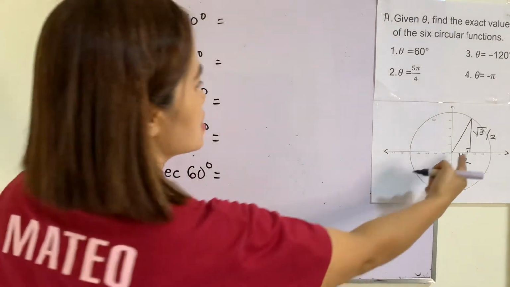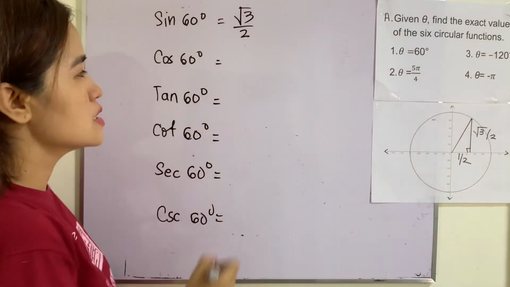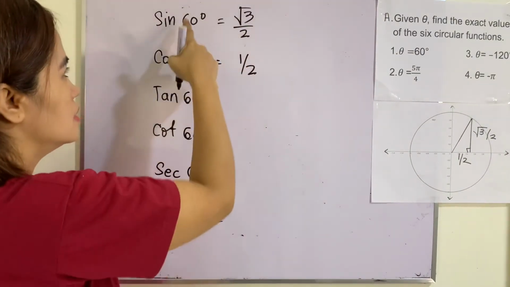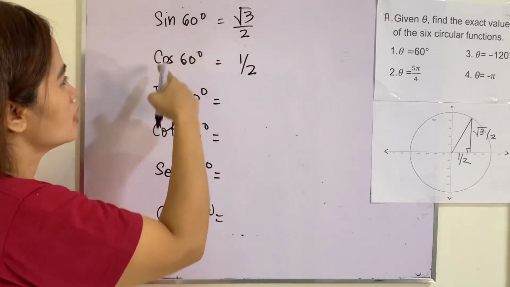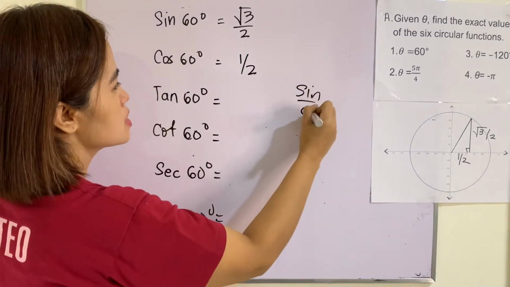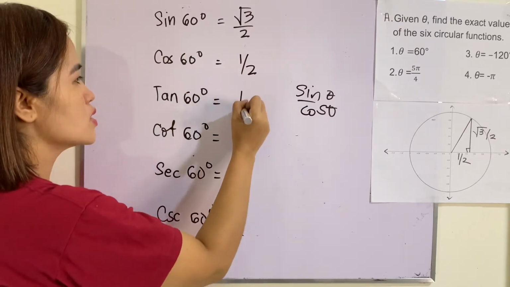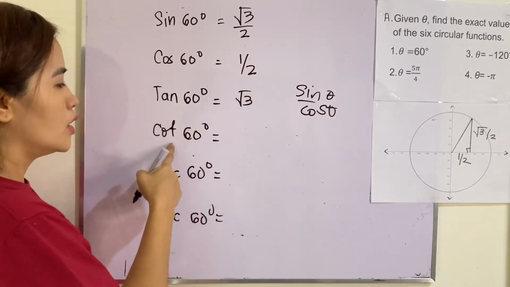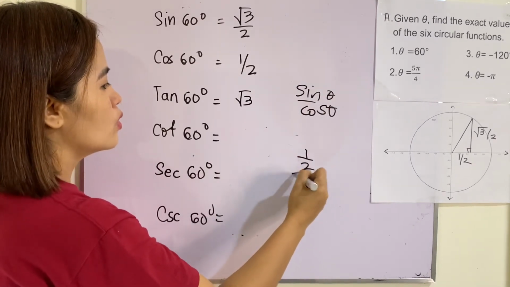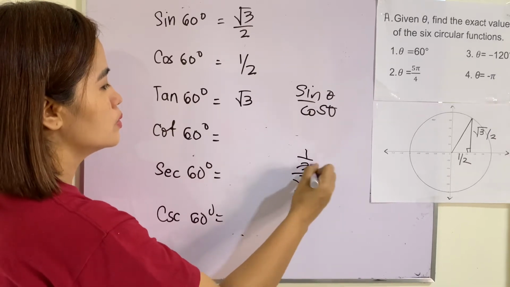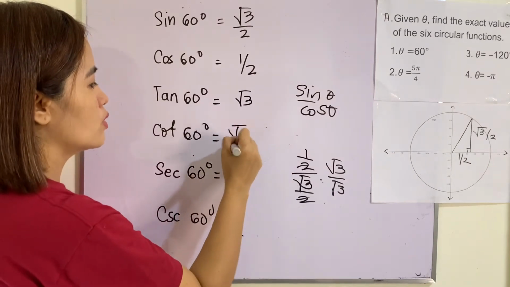Sine 60, this is the y, that is square root of 3 over 2. Cosine 60, that is 1/2. You get the ratio of sine over cosine for tangent. So this one is square root of 3 over 2 over 1/2, that is square root of 3. And for the cotangent of 60, we have 1/2 over square root of 3 over 2. Rationalizing it, it's square root of 3 over 3.